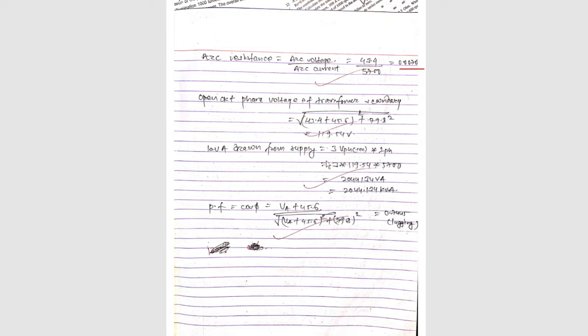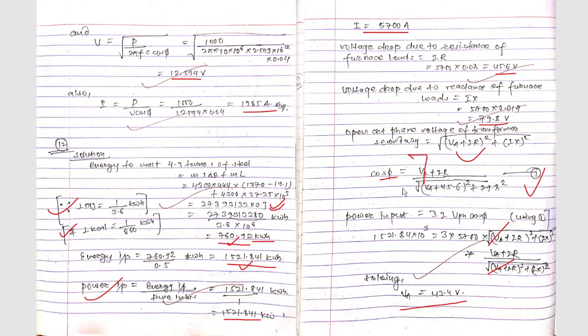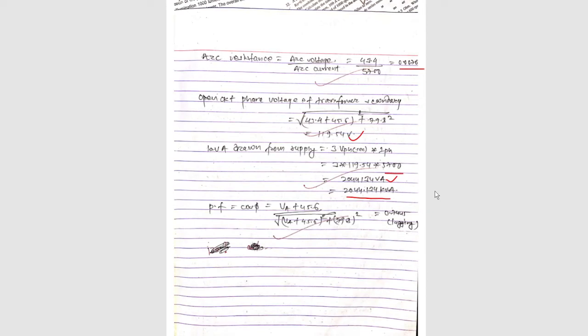Similarly, kVA drawn from the supply will be 3 VPS secondary into IPS, and VPS secondary is this, and IPS is 5700 given in the question. This will be in volts, and similarly we will get 2044.134 kVA, and the power factor will be cos phi. So just substitute the values of VA and IR, and we will get the value of the power factor. These were some important numericals from the electric heating and welding chapters.